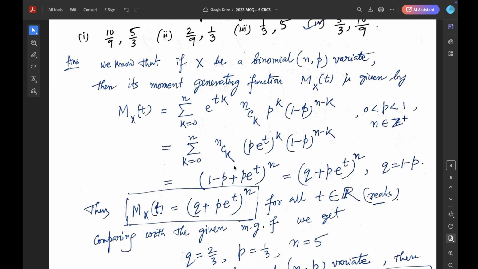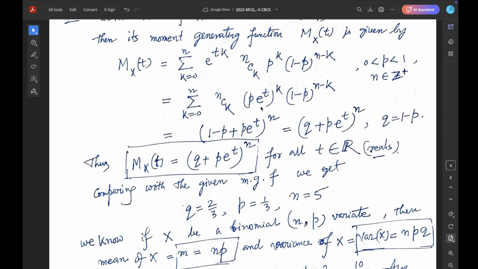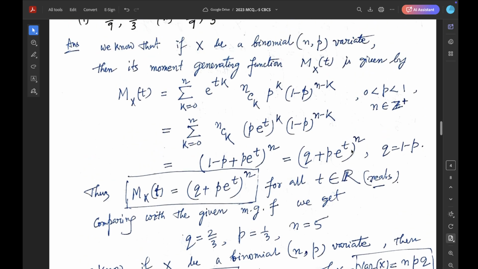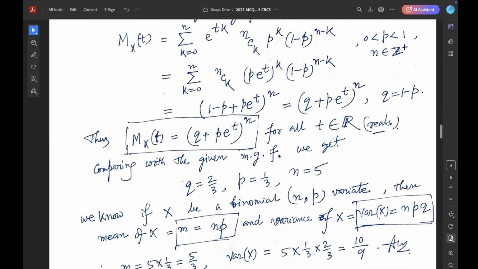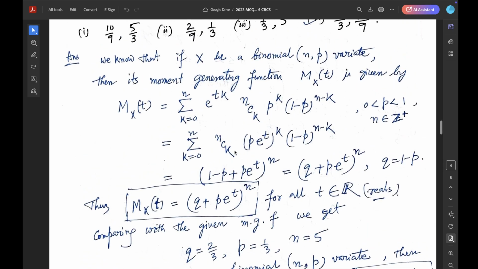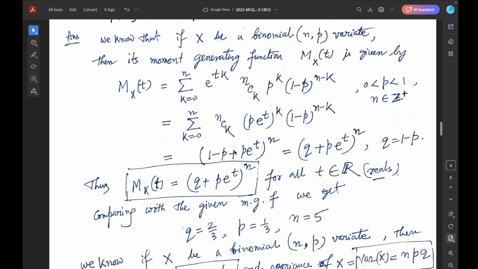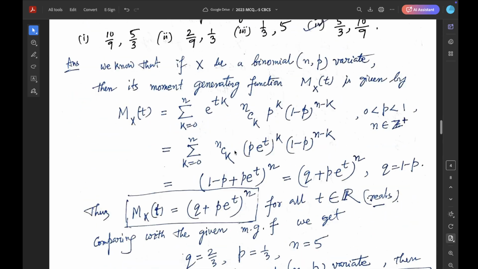By the binomial theorem, this is (1 minus p plus p e to the power t) whole to the power n, where 1 minus p equal to q. So this is (q plus p e to the power t) whole to the power n. This is the moment generating function for X, equal to (q plus p e to the power t) to the power n for all real t. Now comparing with the given moment generating function, (2 by 3 plus 1 by 3 e to the power t) whole to the power 5, so q equal to 2 by 3 and p equal to 1 by 3 and n equal to 5.